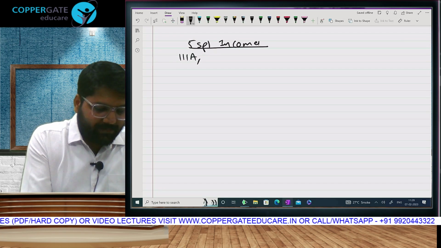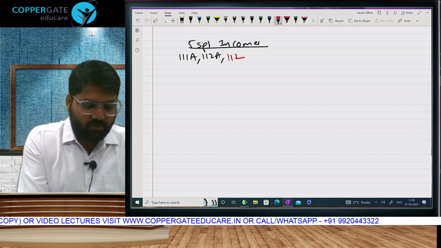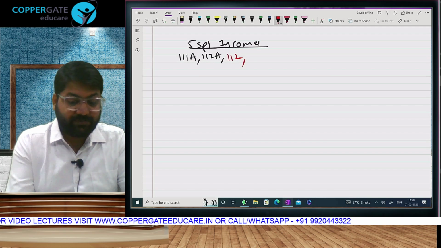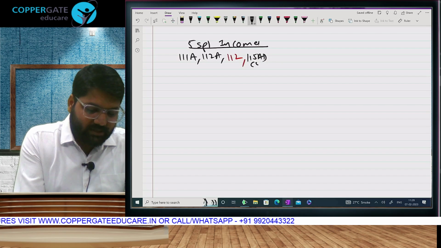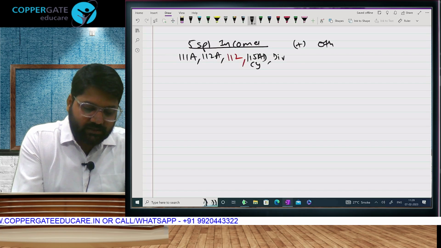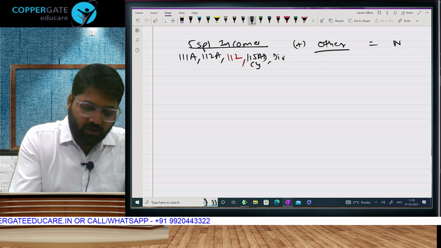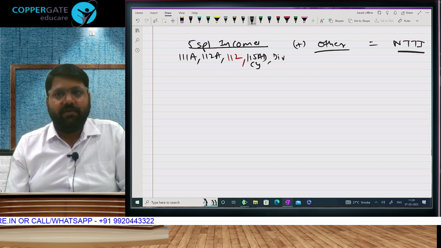111A, that is short term capital gain on the stock market. 112A, long term capital gain on the stock market. 112, purposely I am writing in red color because as per the amendment this will also be covered. 115AD, but only the capital gains in this, and dividend income. 5 special incomes plus other income will make your total income.